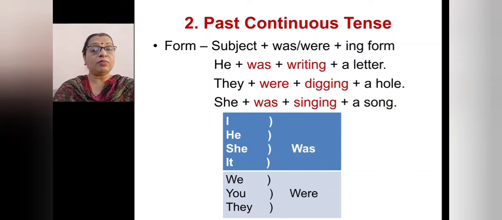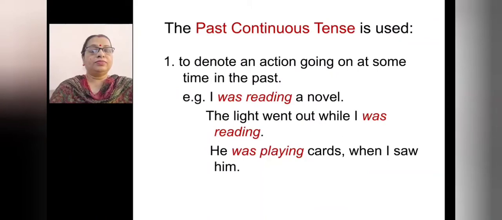So what you have to remember, children? With I, he, she and it, what you have to write? Was. And with we, you, they, you have to write were. Okay? So what you have to remember about the past continuous tense? How we use and where we use past continuous tense? Let us see. First, to denote an action going on at some time in the past.